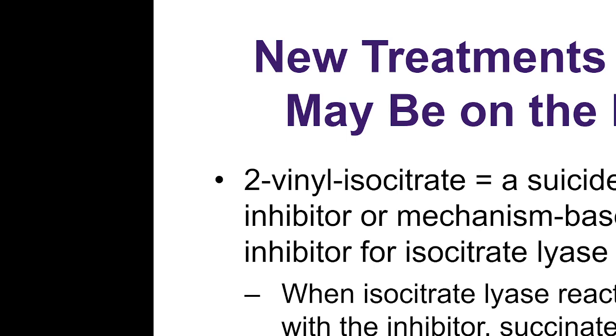So 2-vinyl isocitrate is a suicide inhibitor, a mechanism-based inhibitor for isocitrate lyase, and that's right there. When isocitrate lyase reacts with the inhibitor, succinate is released, but the thioester-linked homopyruvyl moiety remains covalently linked to Cys-192, inhibiting the enzyme. And so Cys-192 is actually conserved in all strains of M. tuberculosis. And so this may actually kill off that entire enzyme's ability to work.